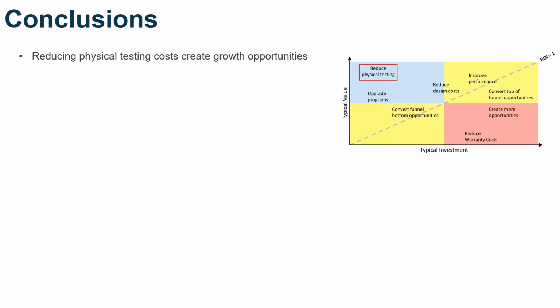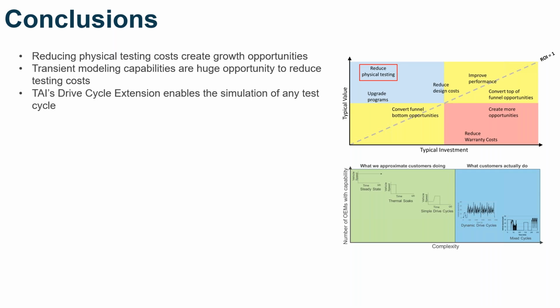But finally, I'll move on to conclusions. So it's not a surprise that reducing physical test costs is one way to create great growth opportunities. These transient modeling capabilities are a huge opportunity in terms of reducing that physical testing cost. And TAI's drive cycle extension enables you to simulate any test cycle in a highly automated fashion with a high degree of accuracy and low computational costs.